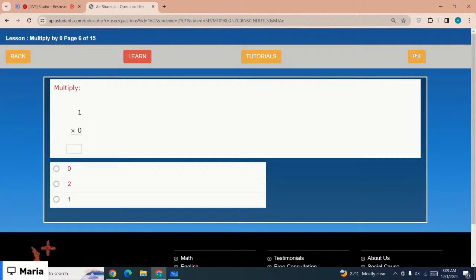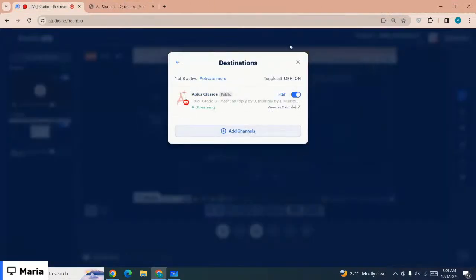Okay, the next one is 1 times 0. Can you please check the next lesson name? Now it is grade 3 and let me know.